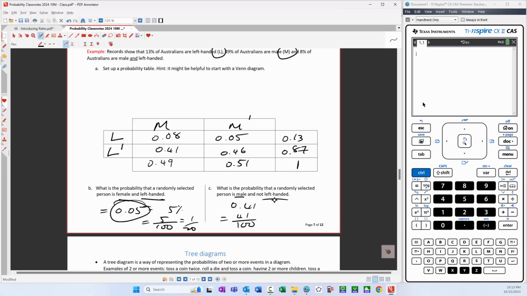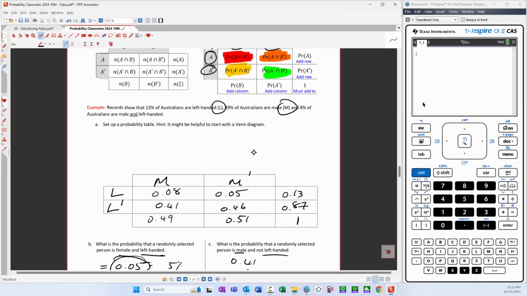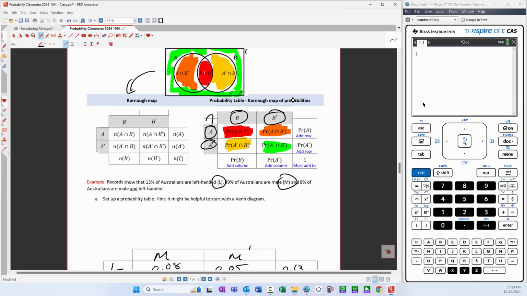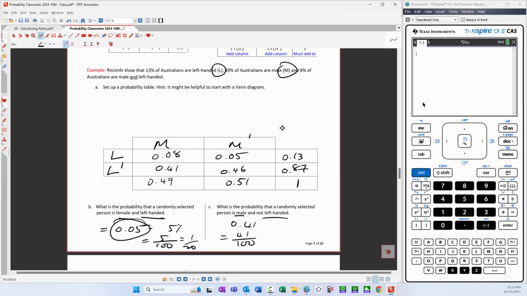All right, so there's your two-way tables or probability table example. So make sure you get that into your notes. And what you're going to do now is answer the questions from 8A and 8B. All right.